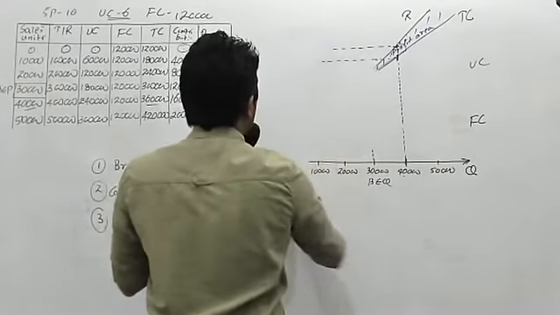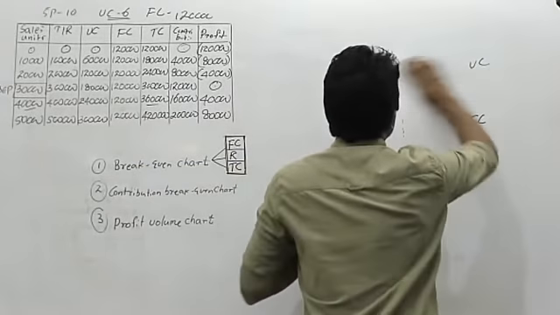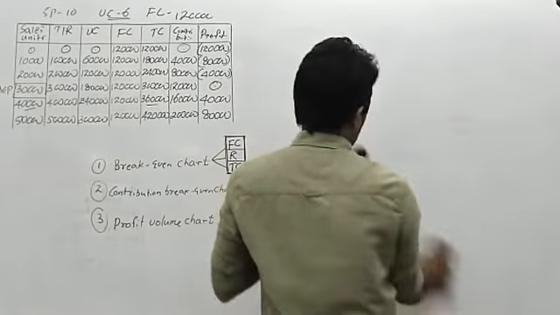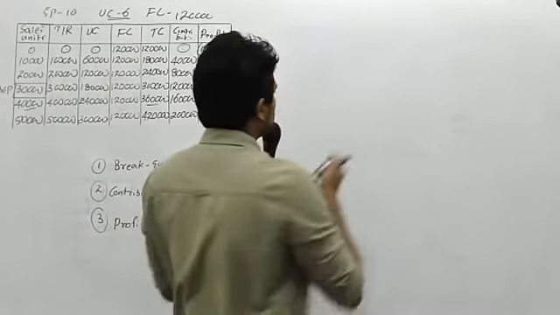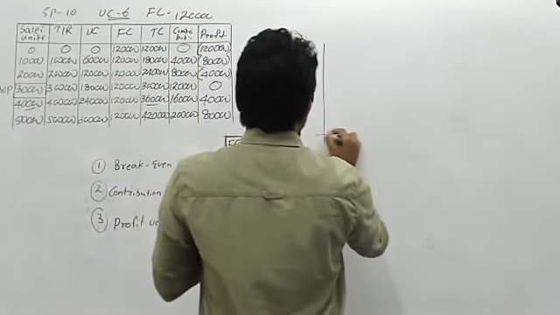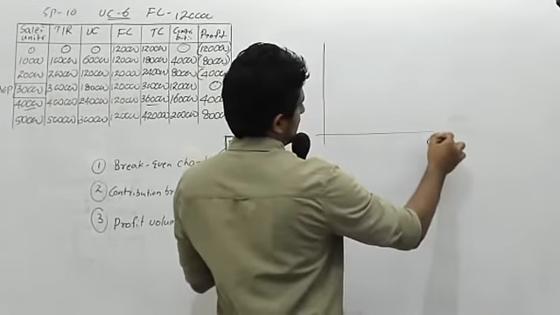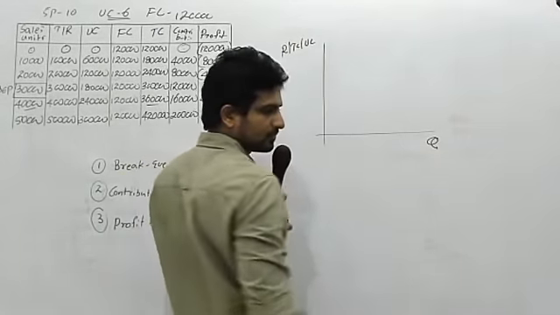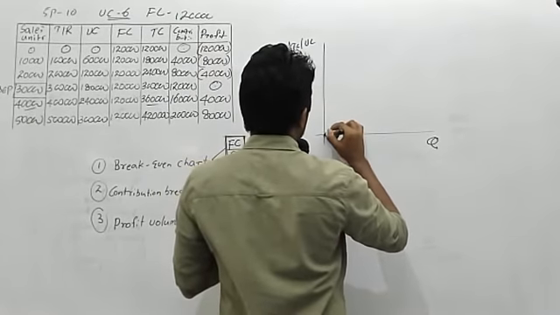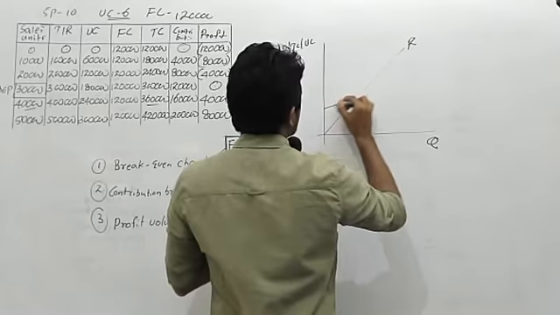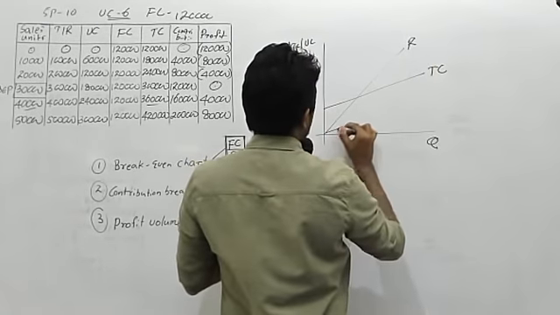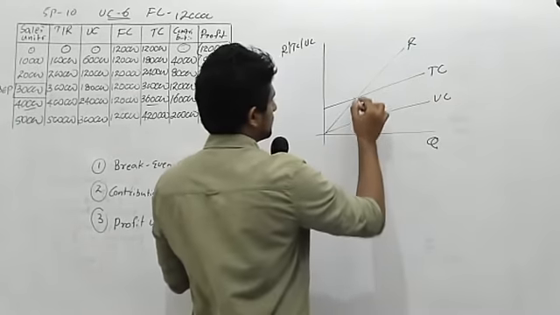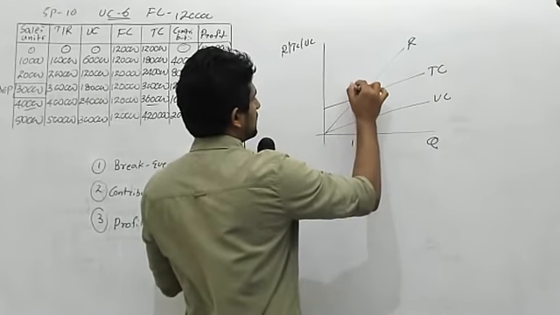In your book also, no need to take the scale. Without the scale, just show the shape: quantity, revenue, total cost, and variable cost. This is revenue. This is total cost. The variable cost. Break even point.